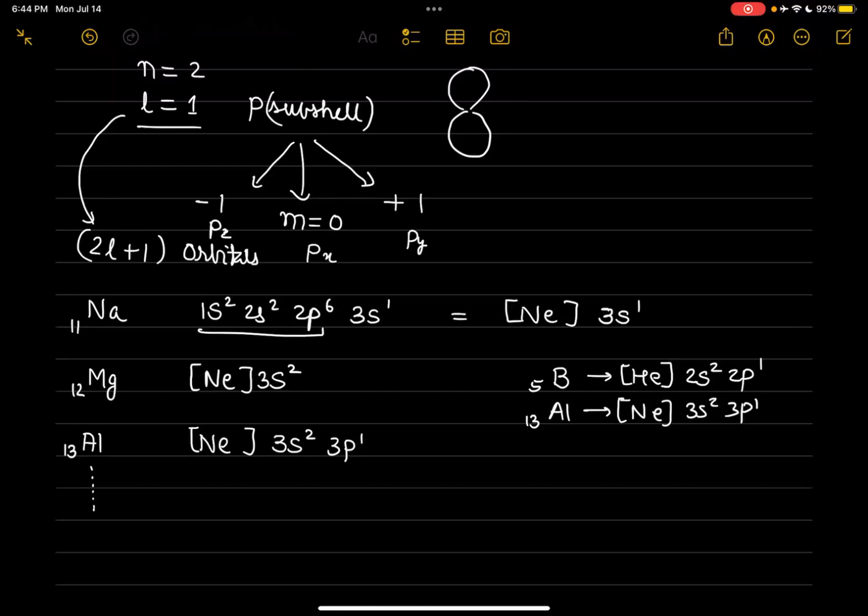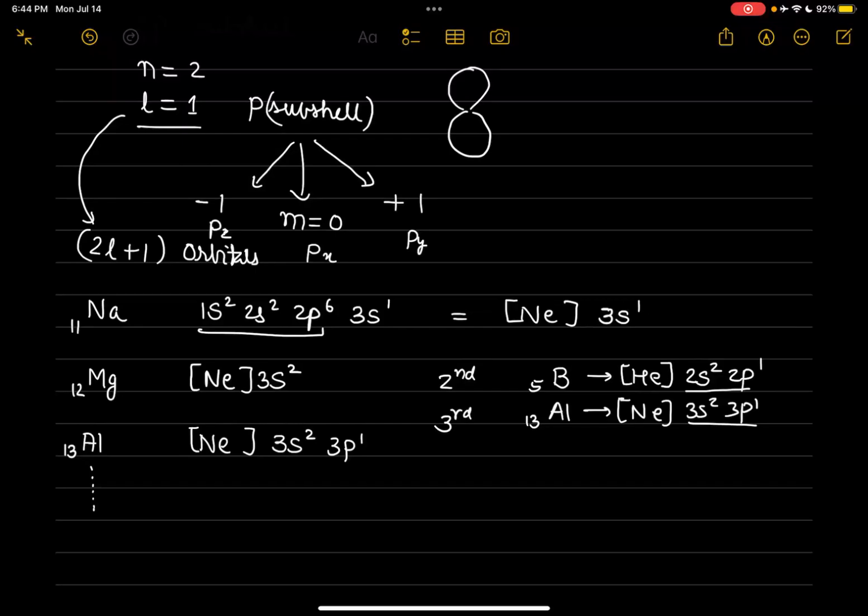Their shell number will keep on increasing. This is from the second period, so the outer shell is the second shell. This is from the third period, so the outer shell is the third shell. Got it? You have the same type of valence electronic configuration. You can see there is 2s2, 2p1, then for aluminium, 3s2, 3p1.